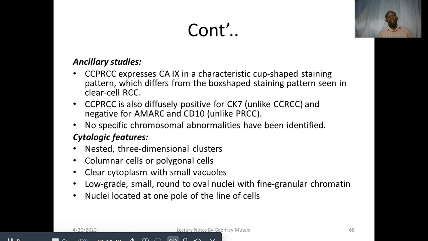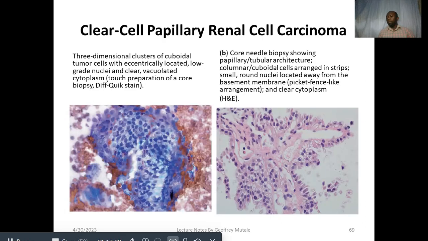So cytologic features may include the nested three-dimensional clusters, columnar cells or polygonal cells. We may have clear cytoplasm with the small vacuoles, low-grade small round to oval nuclei with fine granular chromatin, and the nuclei are located at one pole of the line of cells. So we have some images attesting to what we have been talking about.